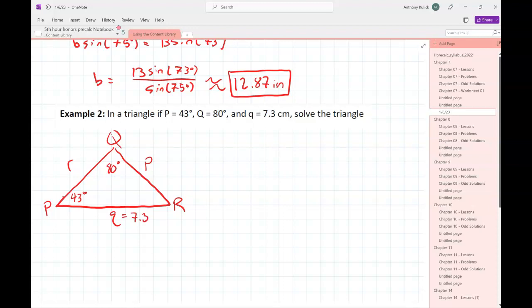So just go ahead and label. Now here you notice, solving this triangle, we're looking for R, P, or angle R, side P, and then side R.